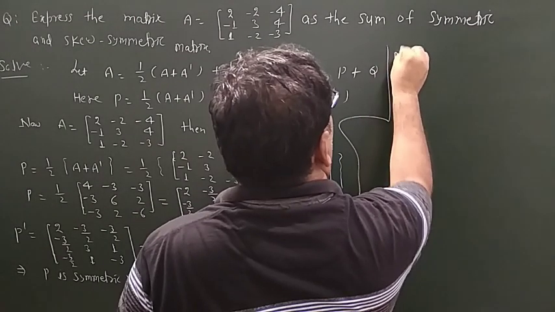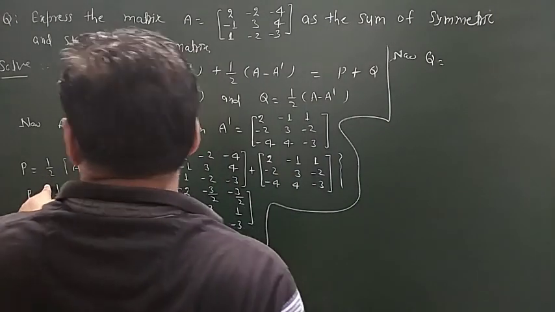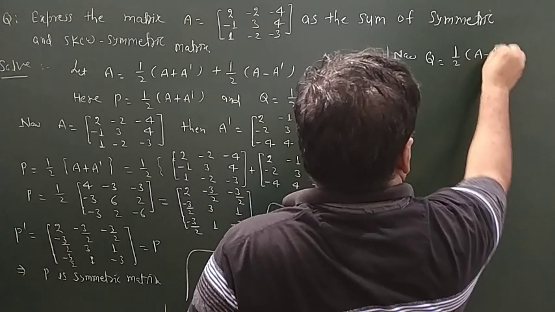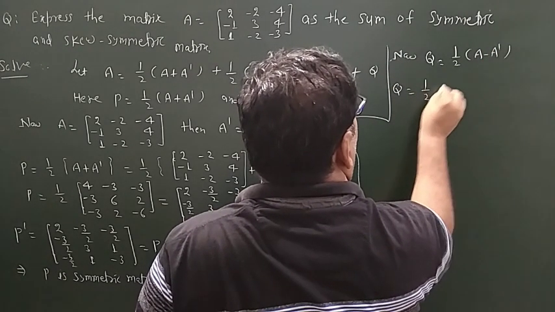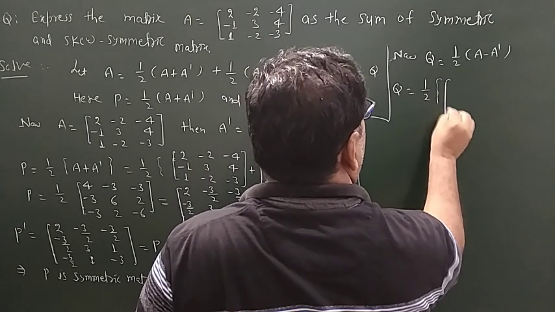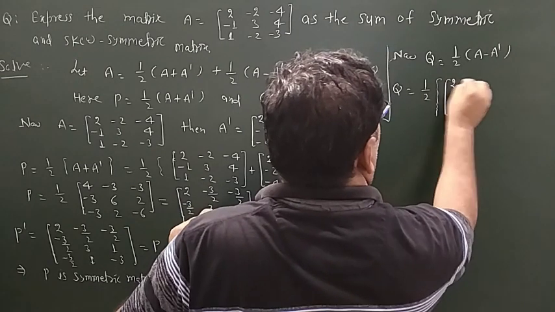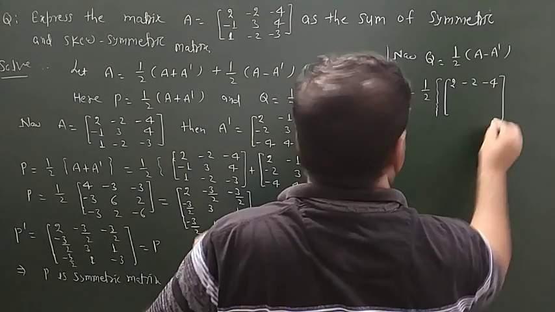Now Q equal to 1 upon 2 (A minus A dash). So here Q equal to 1 upon 2. The matrix A is there: 2, -2, -4, -1, 3, 4, 1, -2, -3.